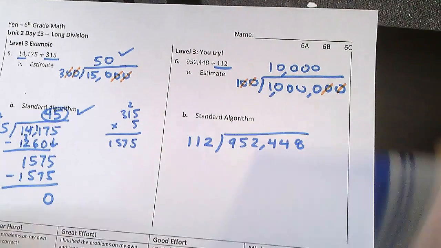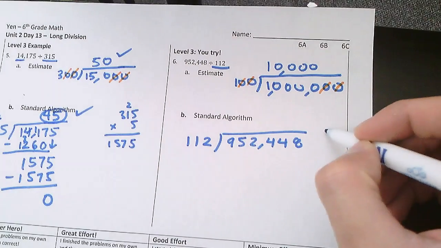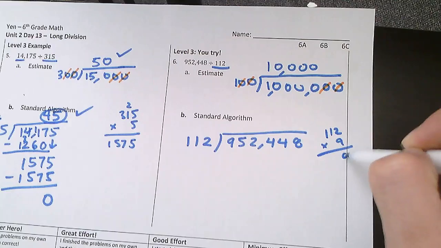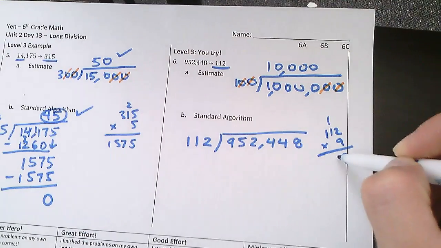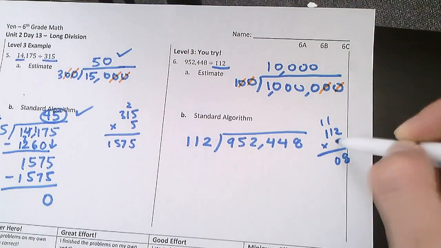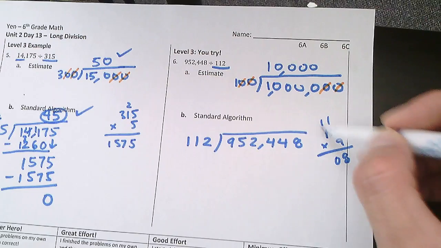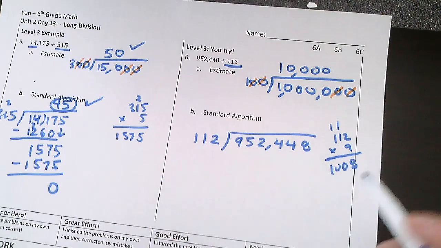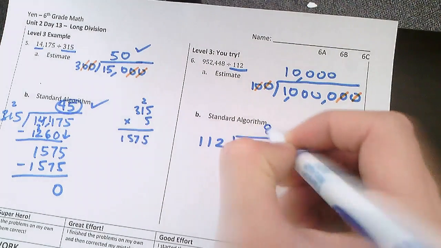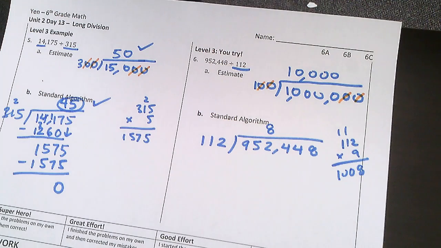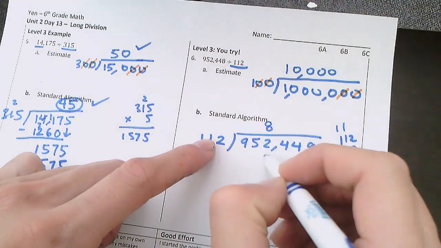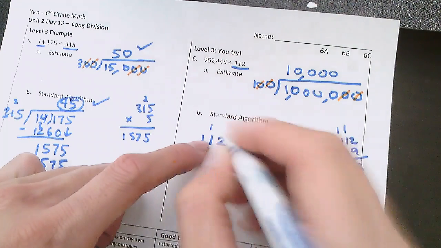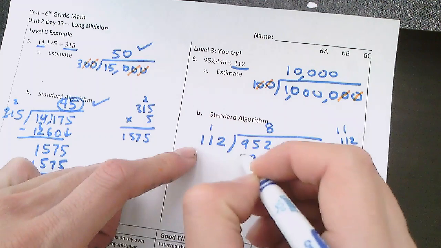So I think maybe 9 could work. Let's try it out here first. 112 times 9. Could this work? 9 times 2 is 18. Carry the 1. 9 times 1 is 9 plus 1, which is 10. Bring over the 1. 1,008. Still too big, but close. So now I know that 8 probably works. Let's do 8. 8 times 2 is 16. Carry the 1 over. 8 times 1 is 8 plus 1, which is 9. 8 times 1 is 8.